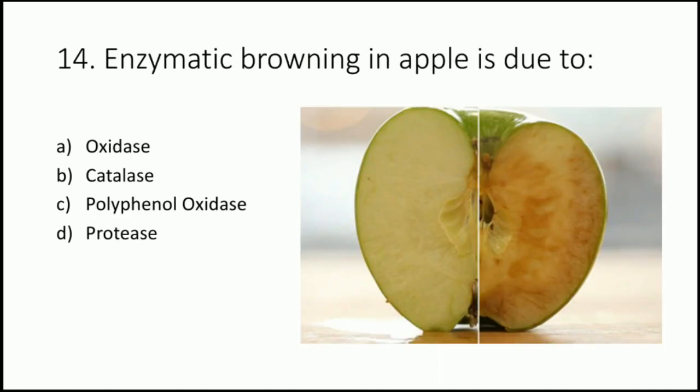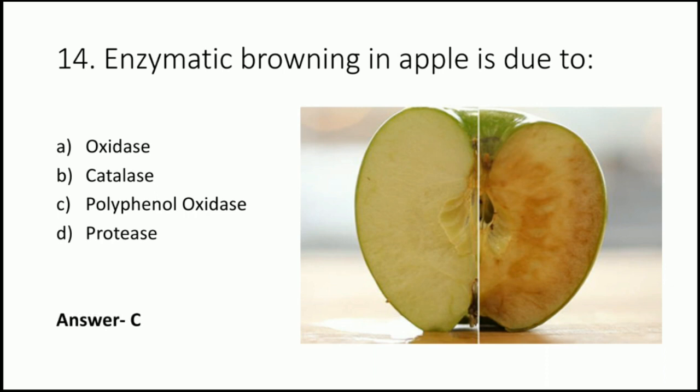Next question, enzymatic browning in apple is due to. So we know that there is a problem of browning in fruits and vegetables, especially in cut fruits. Here you can see I have given a picture also. The half side of the apple is fresh, while the other half side is browned. It has undergone the browning reaction. So this enzymatic browning reaction is due to, there are various options: oxidase, catalase, polyphenol oxidase, protease. So the correct answer is option C, that is polyphenol oxidase.